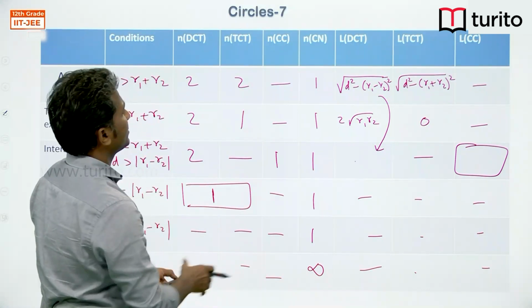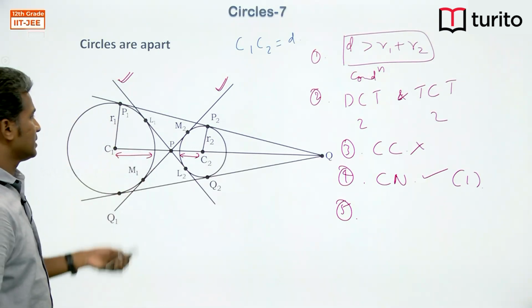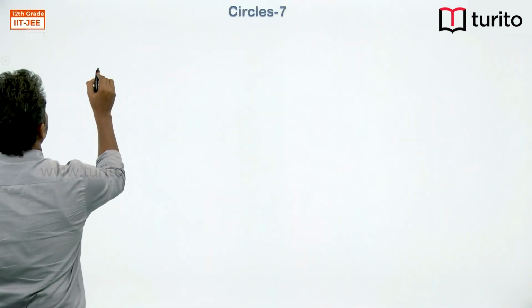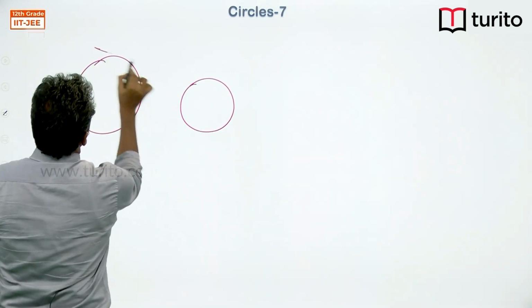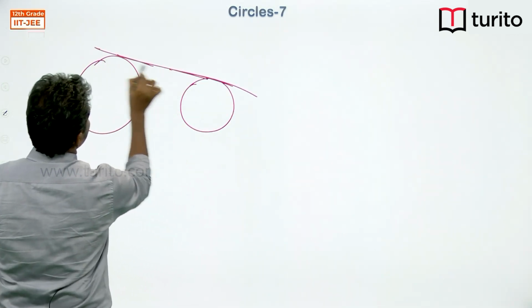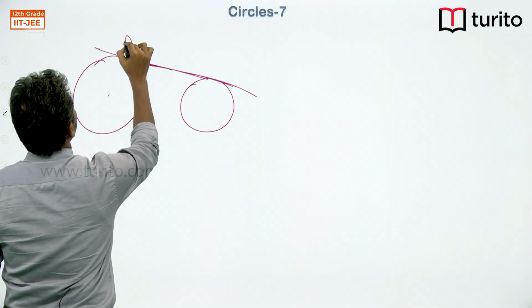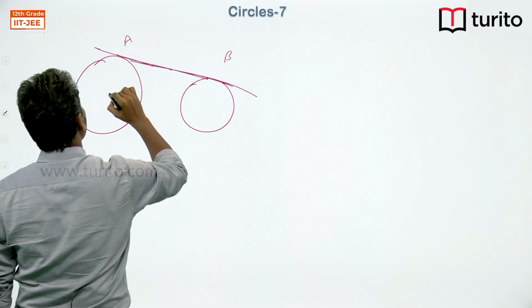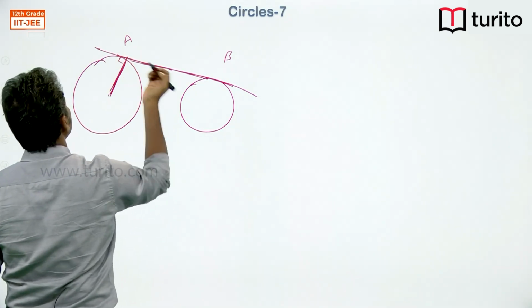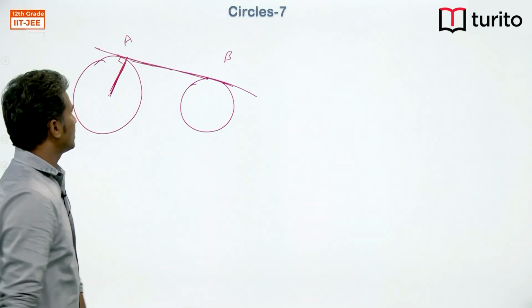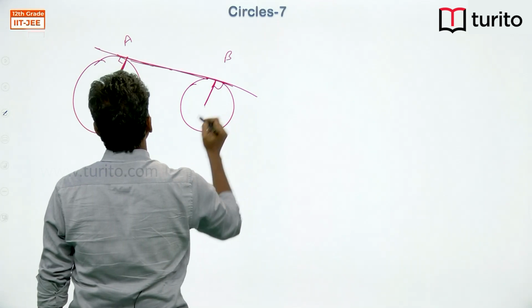So let me just explain the lengths here first. Suppose I have taken this case where two circles are apart. Now there is this common tangent, which is the direct common tangent. Let us say I take this point as A, this point as B. I am joining the centers, so it makes 90 degrees here because radius and tangent are perpendicular. So here also it makes 90 degrees.